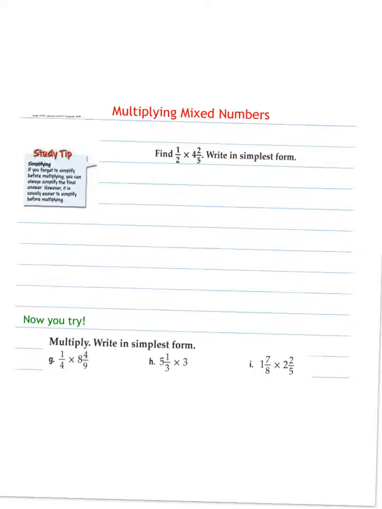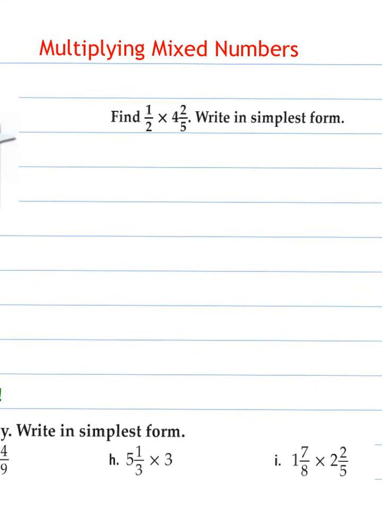Alright, now we are looking at multiplying mixed numbers. In order to do this, we have to get them into an improper fraction. So our 1/2 stays the same. Now, to turn a mixed number into an improper fraction, we take our denominator times our whole number, and then we add the numerator. So 5 times 4 is 20, plus 2 is 22/5. And we multiply them.